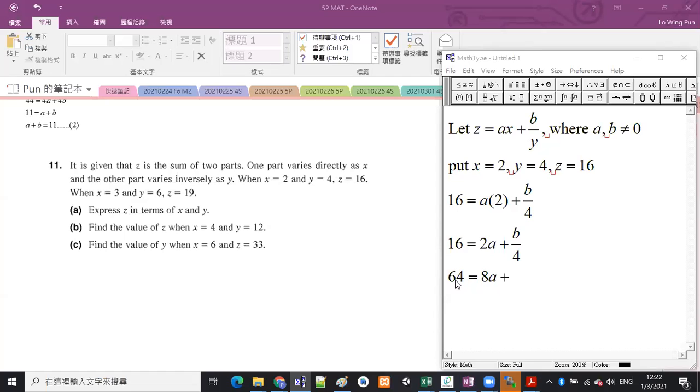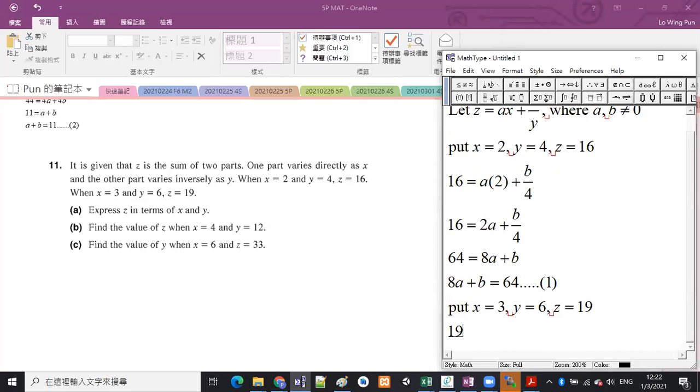So 16 times 4 is 64, 2A times 4 is 8A, and then B over 4 times 4 is just B. And then we will write 8A plus B on the left-hand side and a number on the right-hand side, and label this to be equation 1. Okay, and then we have the second group of numbers, X equals 3, Y equals 6, and Z equals 19.